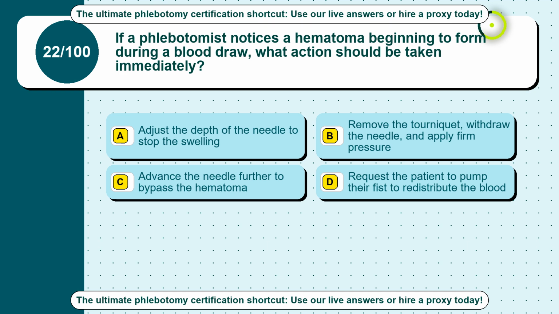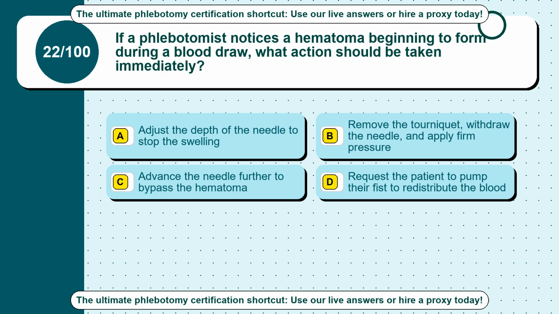Adjust the depth of the needle to stop the swelling. Option B. Remove the tourniquet, withdraw the needle, and apply firm pressure. Option C. Advance the needle further to bypass the hematoma. Option D. Request the patient to pump their fist to redistribute the blood.